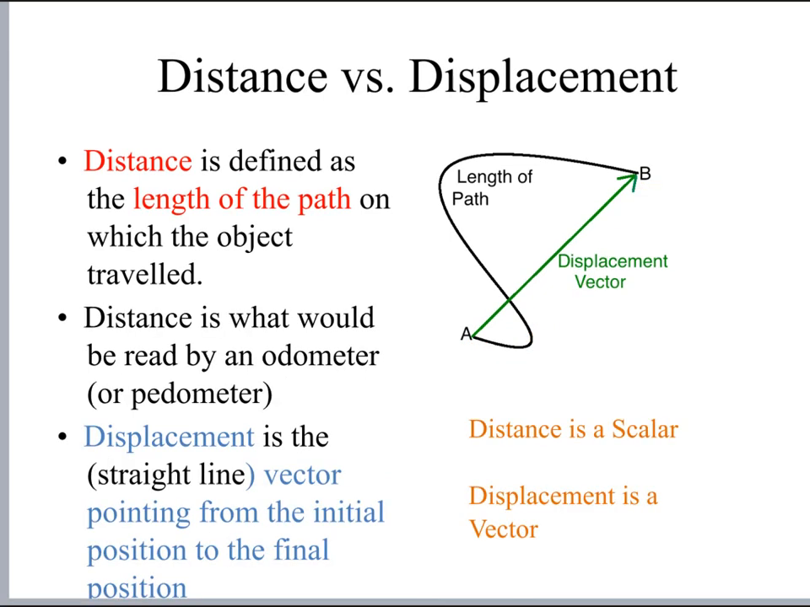So here we can sum up what we've said. Again, distance is defined as the length of the path on which the object traveled. The distance is what would be read by an odometer or a pedometer. Some of you may have a Fitbit, the little thing you wear on your wrist, and it tells you how many steps you take in a day, or it tells you how far you walked. It's the same idea. The distance is simply the length of whatever path you walk along or drive along. And then contrasting with the idea of distance, which is a scalar, we have the idea of displacement, which is a vector. And it's the straight line pointing from the initial position to the final position. And that's really what we want to remember in terms of how to draw the displacement vector.